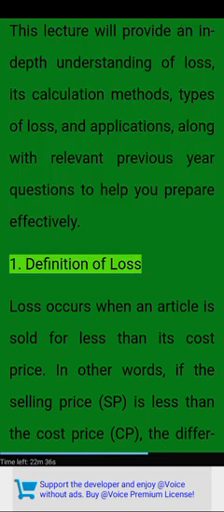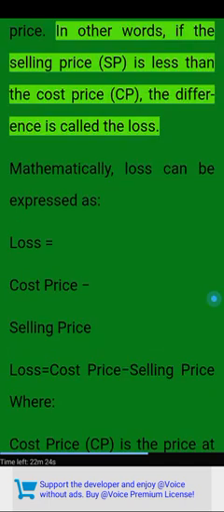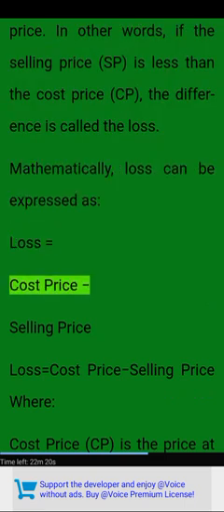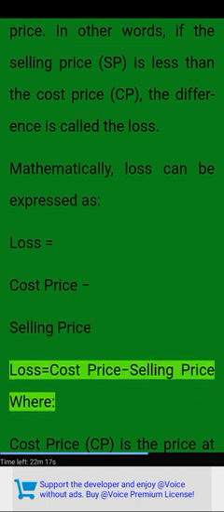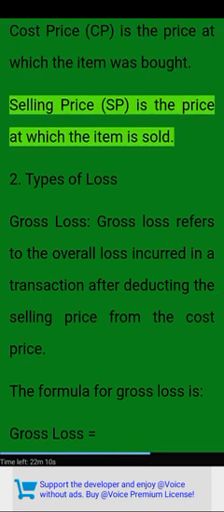1. Definition of loss. Loss occurs when an article is sold for less than its cost price. In other words, if the selling price SP is less than the cost price CP, the difference is called the loss. Mathematically, loss equals cost price minus selling price, where cost price CP is the price at which the item was bought, and selling price SP is the price at which the item is sold.